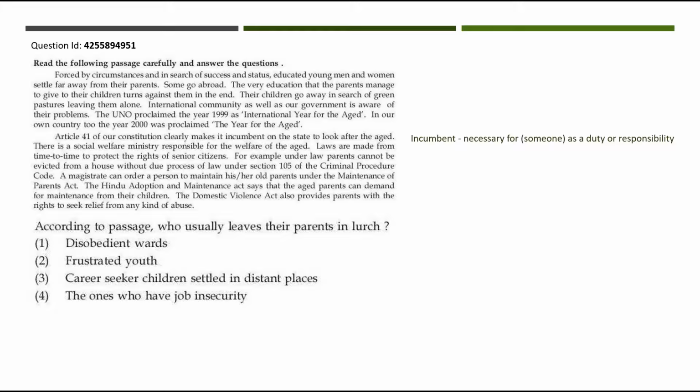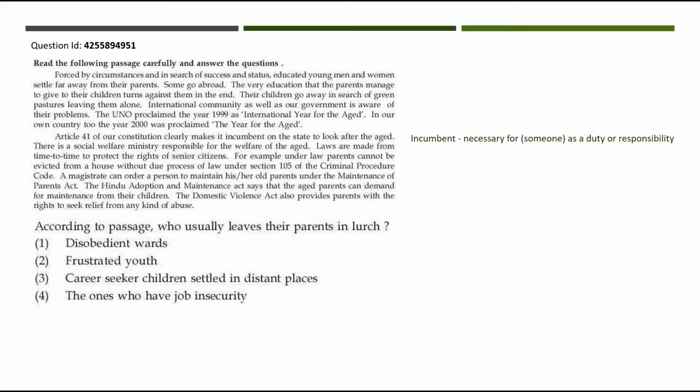So the first paragraph states that young men and women who are educated settle far away from their parents. Actually, when they go abroad, they leave their parents alone here. So they are trying to say the education which parents struggle so much to give to their children is finally turning against them in the name of success and status. The children are leaving. The second paragraph mentions the article and under what law, what process can happen. Now let's start with the first question.